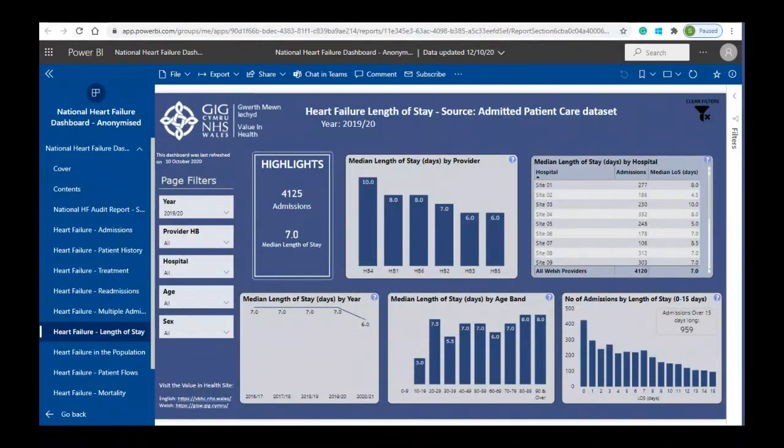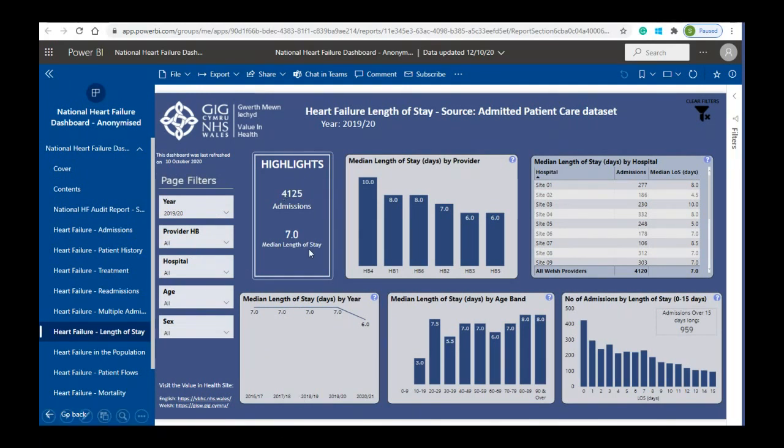This is a length of stay slide. So the dashboard aims to allow exploration of data for the purposes of examining variation. And length of stay in hospital is a good example where lots of variation can be seen. However, there's often valid reasons for this local variation, which we hope will be guided by our expert reference group. It is hoped that we can see some of this variation within the dashboard by playing around with the filters.